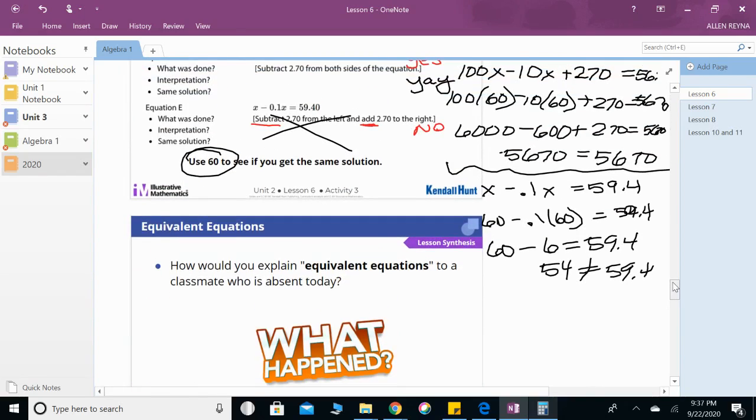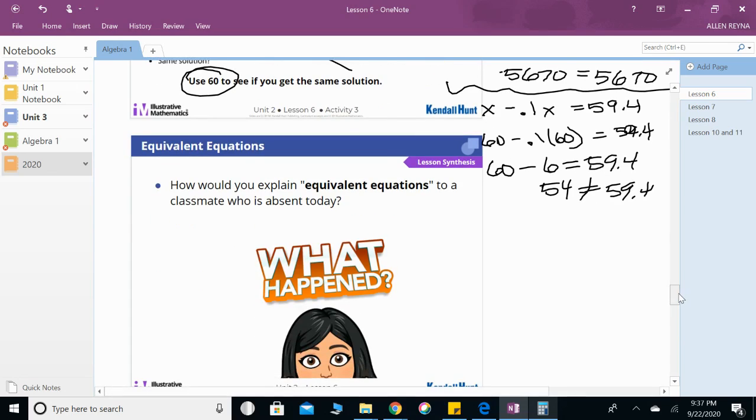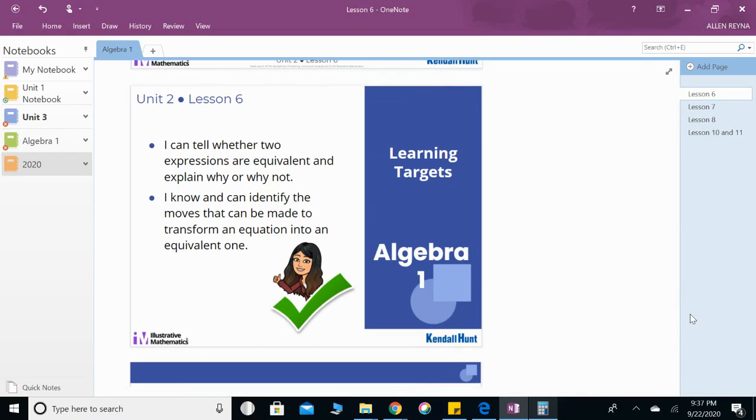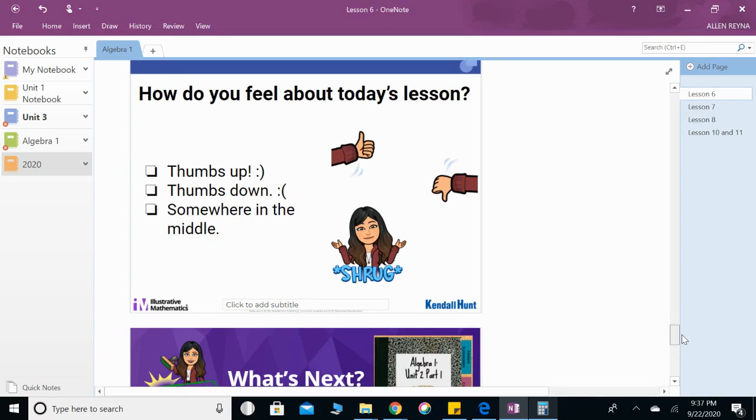And that is it for today. If you had a student or a friend that came to you and said, "Hey, I was absent. What did you guys learn today?" and you needed to explain equivalent equations, what would you tell your friend? Our goal for today was: I can tell whether two expressions are equivalent or not, and I can identify moves that are allowed and moves that are not allowed. How do you feel about today's lesson?